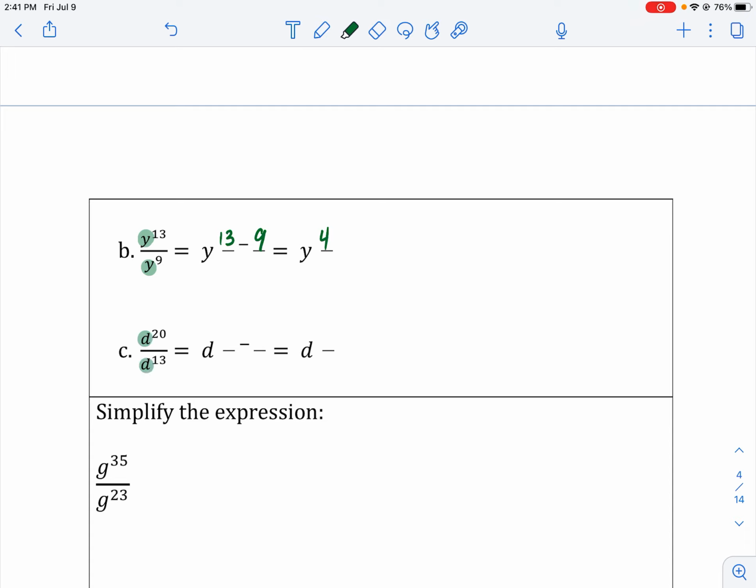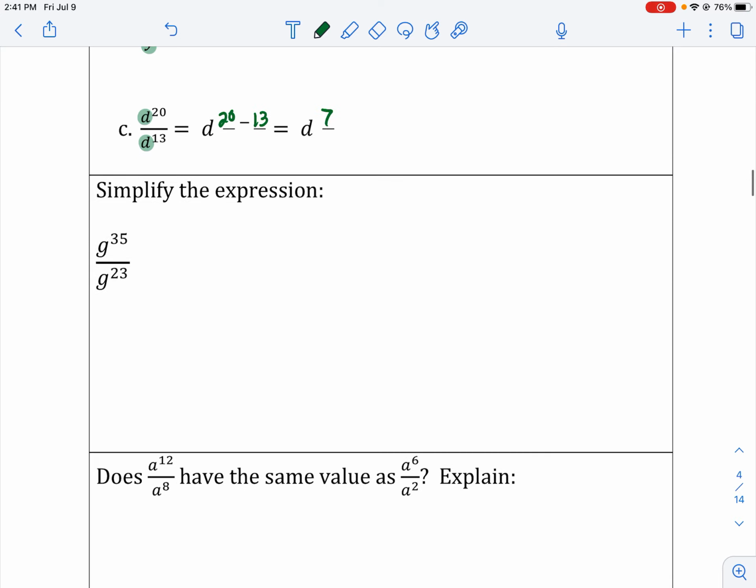Part D here, I have like bases, d and d. My exponent in the numerator, I subtract my exponent in the denominator to give me d to the 7th. Here we go. Let's try that right here. When I divide like bases, which I have, g is my like base, I subtract the exponent in my denominator from the exponent in my numerator, leaving me with g to the 12th.